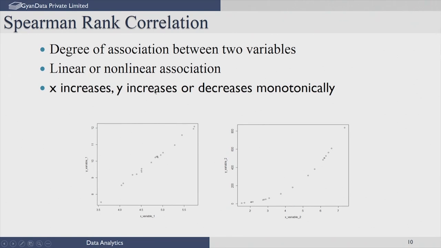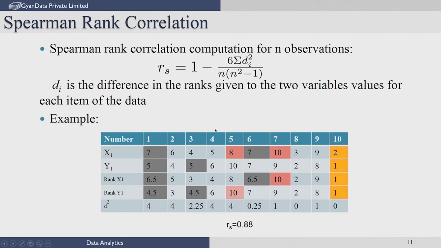If x increases, y increases or decreases monotonically, then the Spearman's rank correlation will tend to be very high. So, here is a case when x increases, y increases. This also is a case when x increases, y increases monotonically, but in this case the right hand figure is a non-linear relationship, and the left hand figure indicates a linear relationship. Let us define Spearman's rank correlation, apply it to the same data set and see what happens.